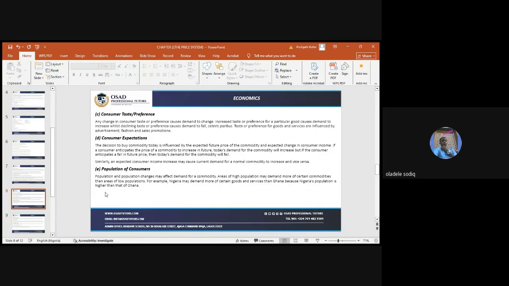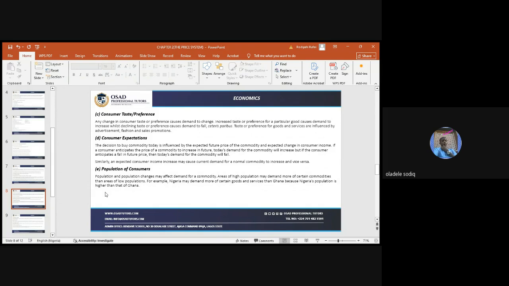Some of us have different fashion. I have someone who, even on Monday when going to the office, you see the shirt, all this Ankara shirt that they normally wear. The one we wear on Monday is different from the one we wear on Tuesday. So that is the person's fashion. So that is that about consumer taste.